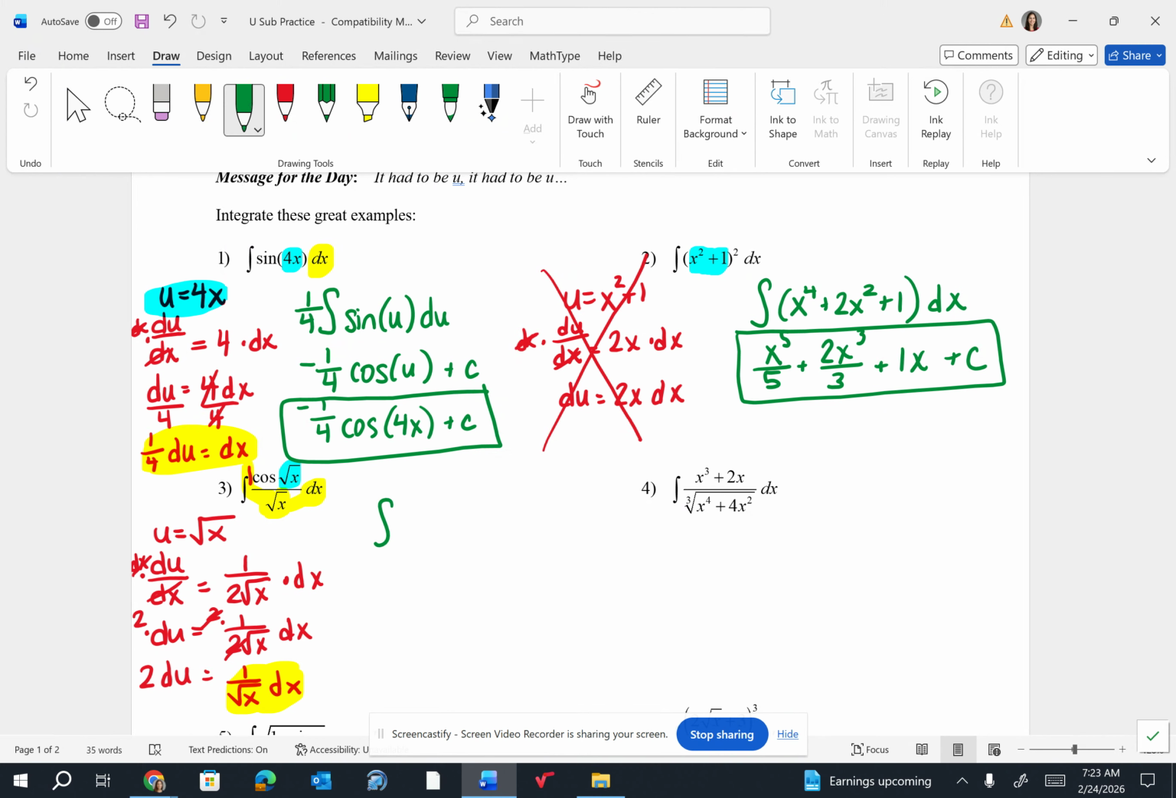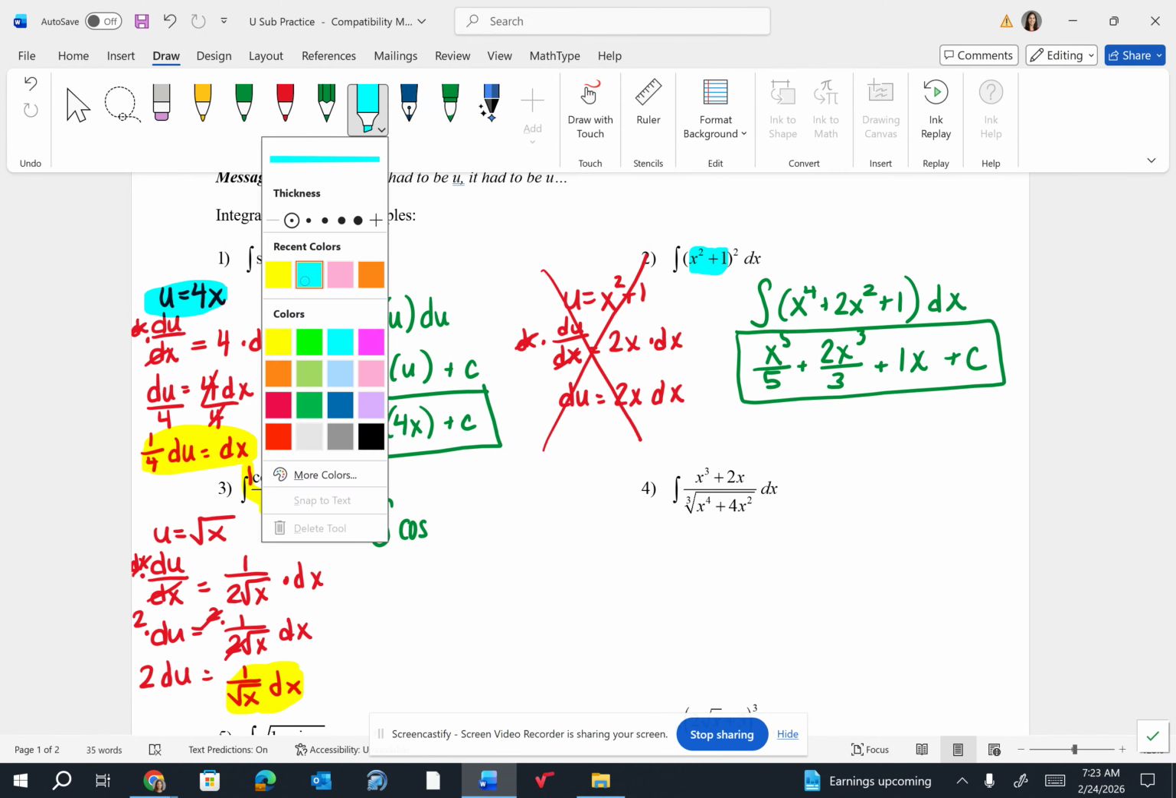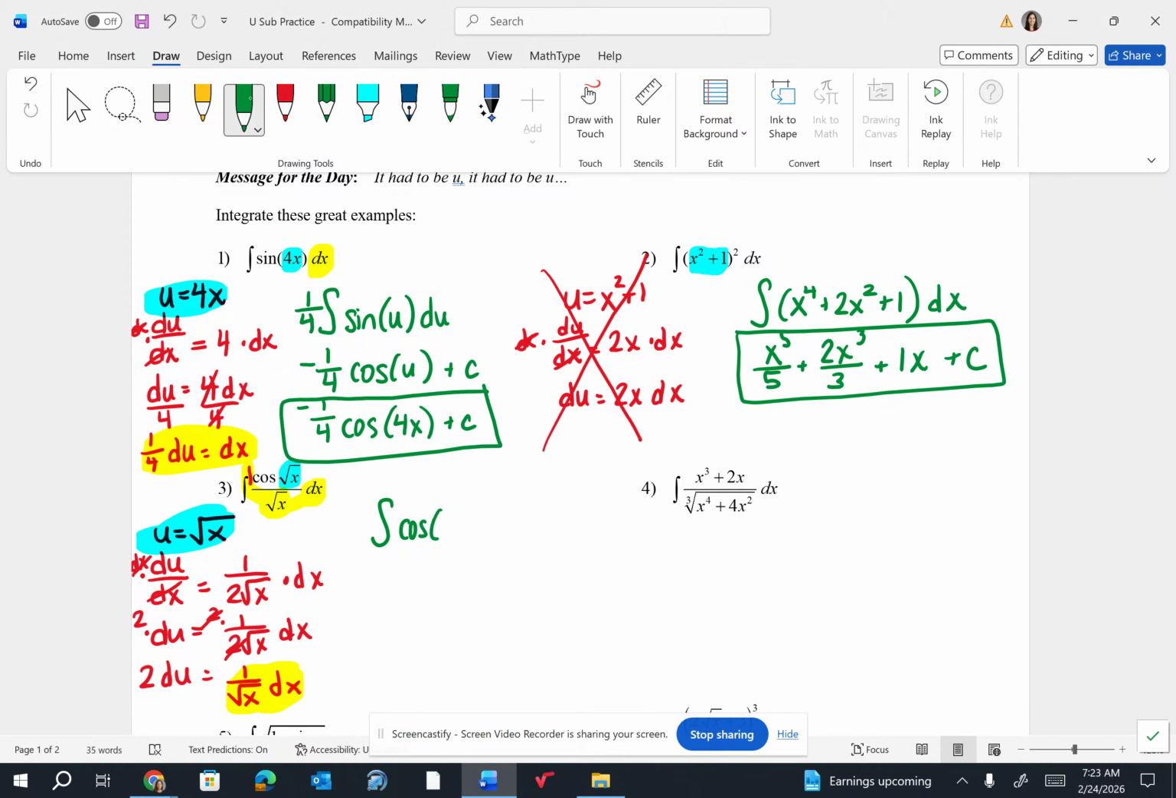So I'm going to rewrite my integral as cosine of the root x was my u. So cosine of u. And then 1 over root x dx I can substitute with 2 du. So I'm going to put the 2 in front and then du. And now I'm ready to integrate. So I'm going to take the antiderivative of cosine, which is sine. So I'm going to go 2 sine u plus c. And then my final step is I don't want the u in my final answer, so I'm going to replace it with root x. And that's my final answer.